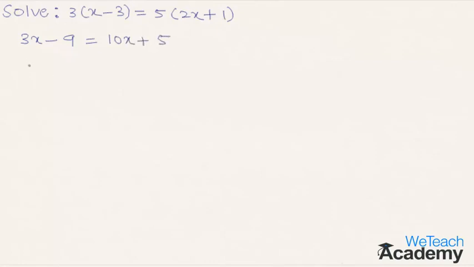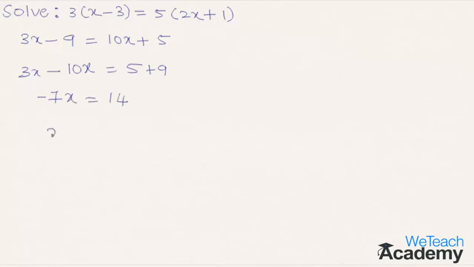Let us bring all the variable terms to one side and constant terms to another side. If we transfer 10x to the left hand side, we get 3x - 10x =, and if we transfer -9 to the right hand side, we get 5 + 9. On the left hand side 3x - 10x is -7x, equal to 5 + 9 is 14.